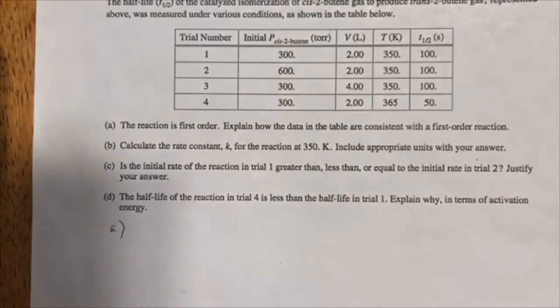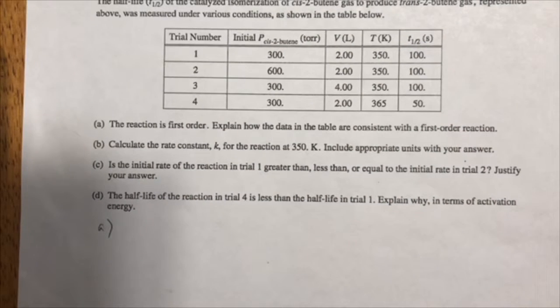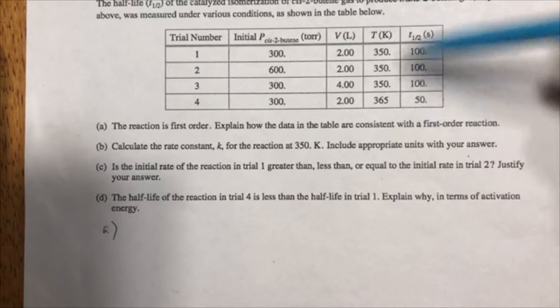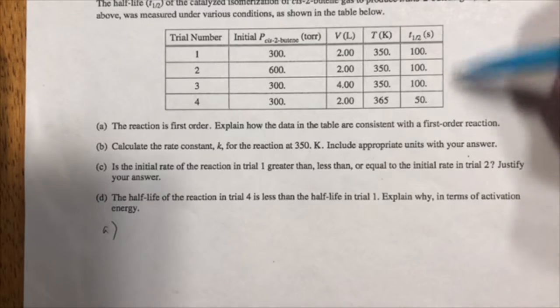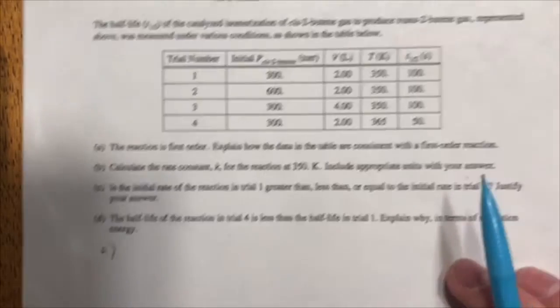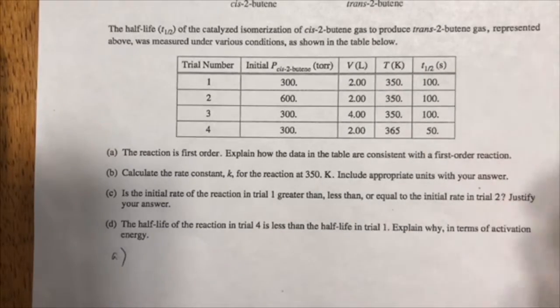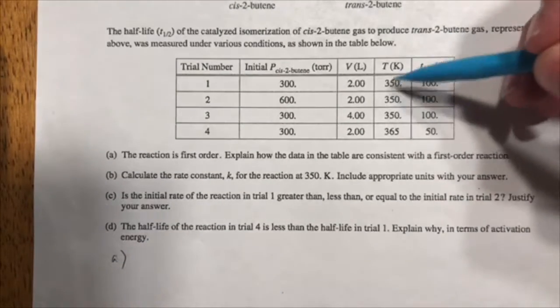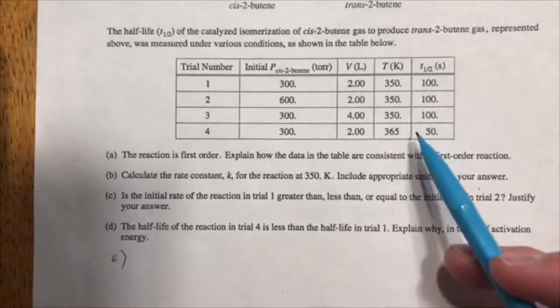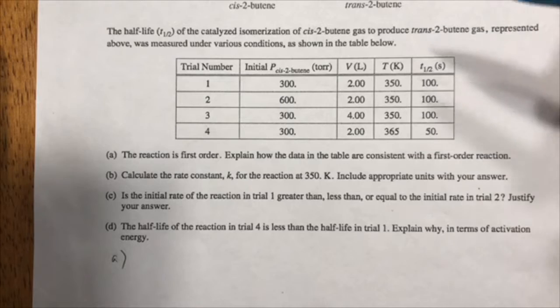So for A, the reaction is first order. Explain how the data in the table are consistent with first order reactions. Well, as you can see, in trials 1 to 3, the temperature remains constant and the half-life remains constant, even though the initial concentration is changing. So what we can say is that these trials are consistent with first order reactions because when the rate constant stays the same, which is when the temperature stays the same, the half-life stays the same regardless of the concentration. And then in trial 4, the temperature is different, so that means the rate constant is different, and that's why the half-life is different.